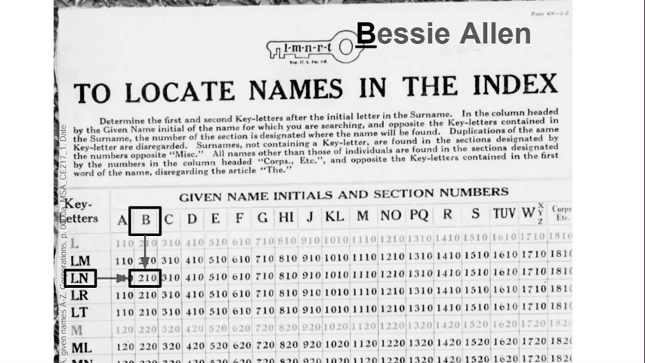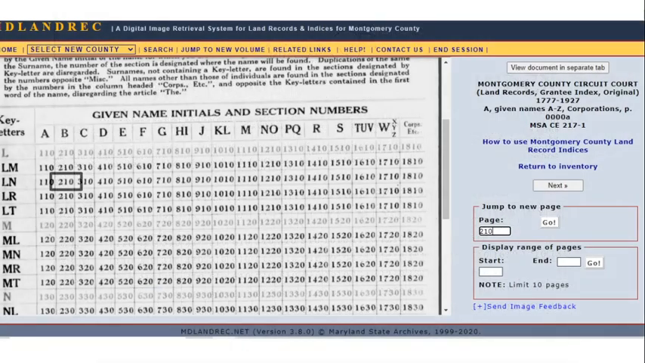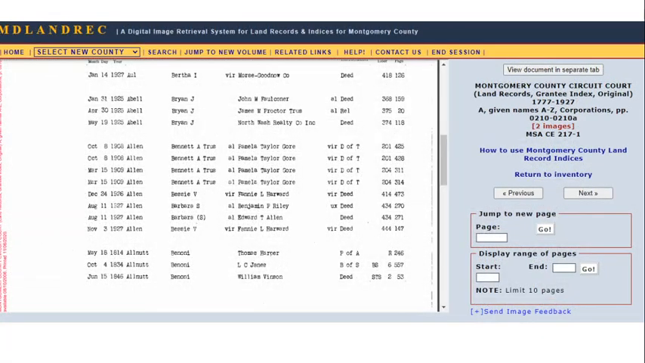We need this page number 210 to type into the Jump to New Page on the right, which takes us to the index page that will contain Bessie Allen and similar names. To learn how to use these indexes to view the actual deed, please see our Historical Indexes tutorial linked here.